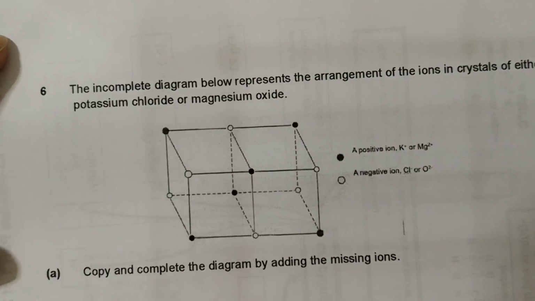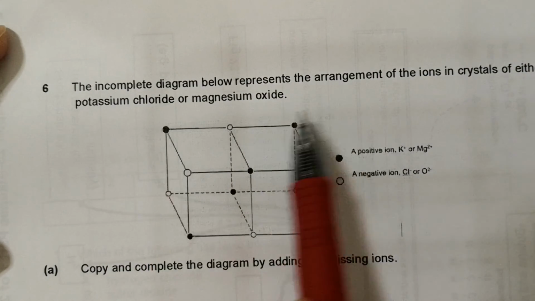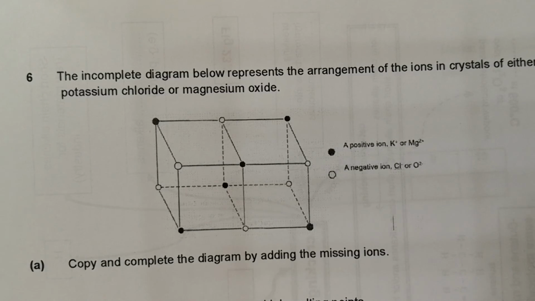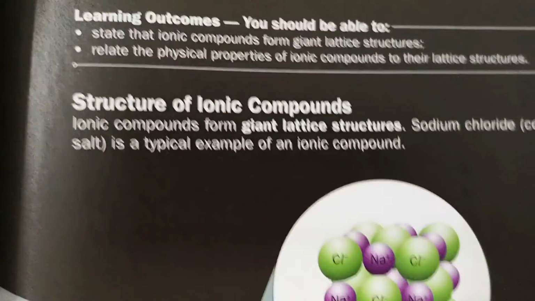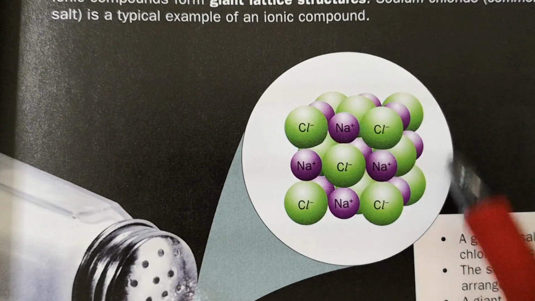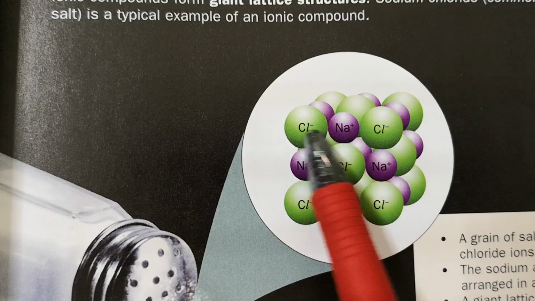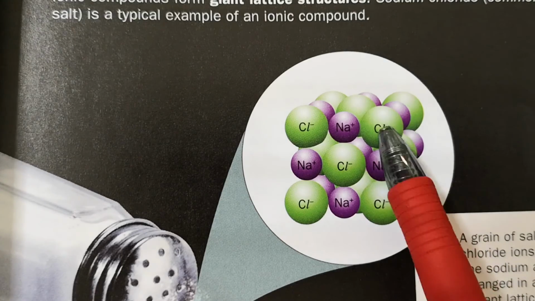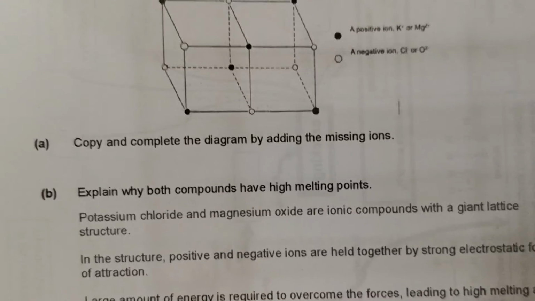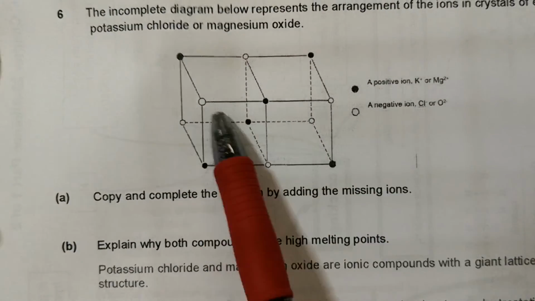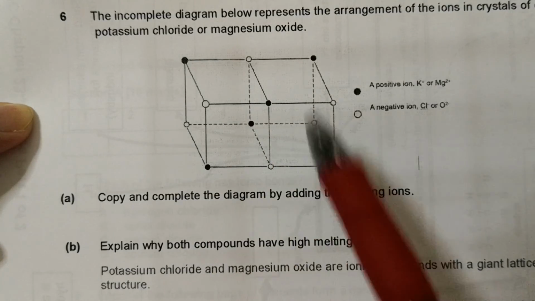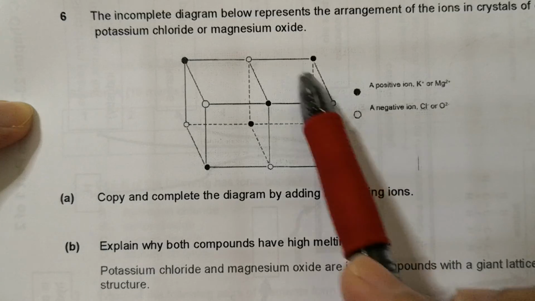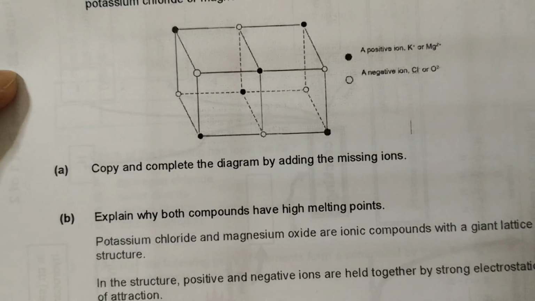Potassium chloride is metal, non-metal, so it's an ionic substance. Magnesium oxide is also metal, non-metal, so it's an ionic compound. For ionic compounds, the structure is called giant lattice structure. The giant lattice structure consists of positive and negative ions attracted by strong electrostatic attraction forces. Each positive ion is surrounded by negative ions, and each negative ion is surrounded by positive ions. In this diagram, each negative ion is surrounded by positive ions, and each positive ion is surrounded by negative ions, and so are all other ions. So you just have to complete it.